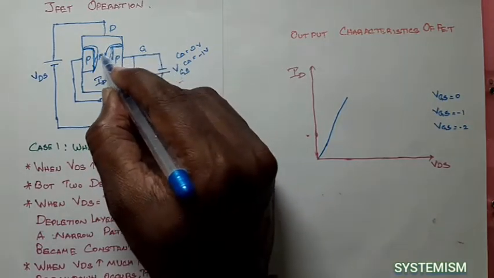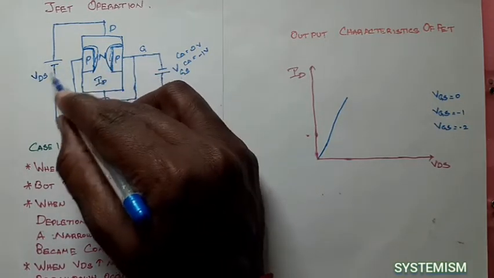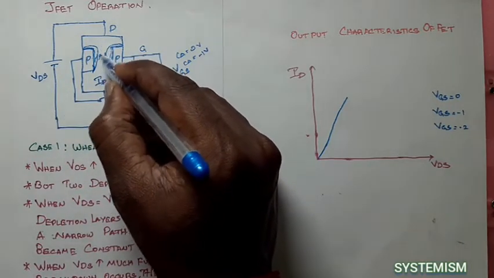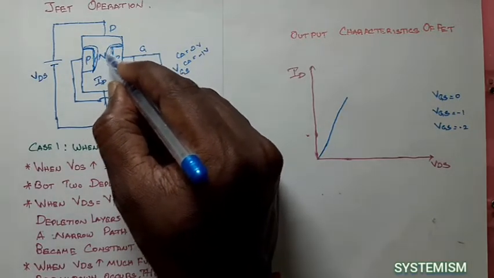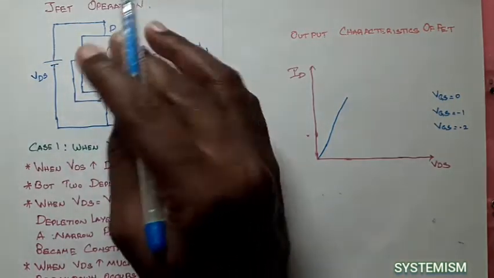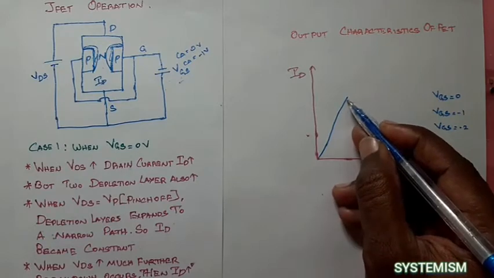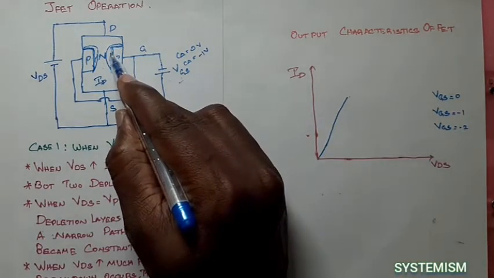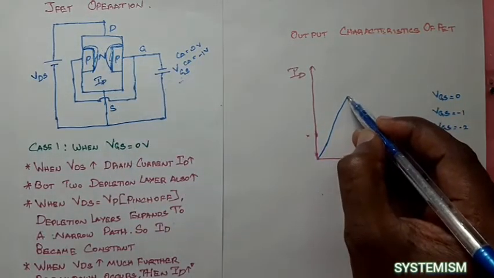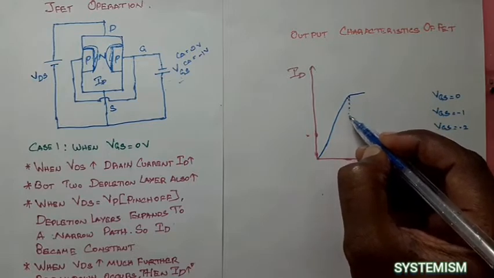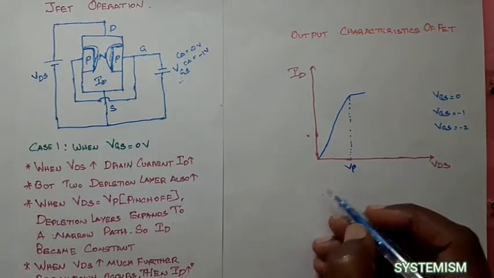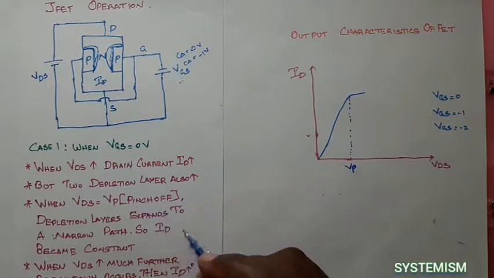Due to the increase in this depletion layer, at a particular voltage, it will allow only a narrow path, only a very constant current. Due to this narrow path, the drain current will not increase further. So first the drain current increased, and the depletion layer also increased. Due to that very small area to move, the drain current becomes constant at a particular point. This point of voltage is called the pinch off voltage, VP.